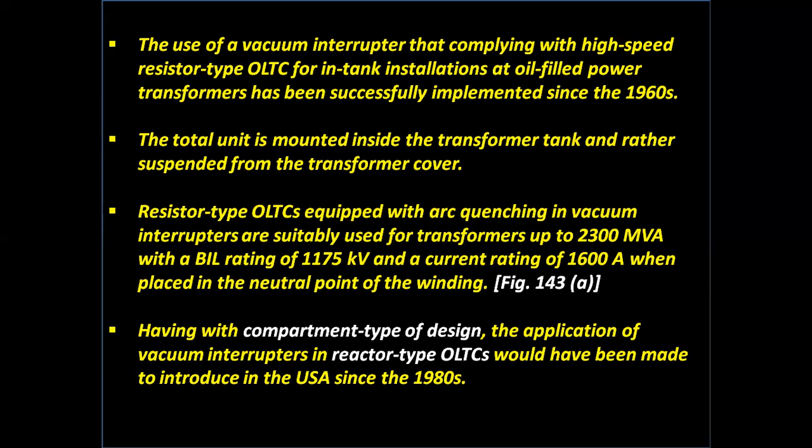Resistor type OLTCs equipped with arc quenching in vacuum interrupters are suitably used for transformers up to 2300 MVA rating with BIL rating of 1175 kV and a current rating of 1600 ampere when placed in the neutral point of the winding, as shown in figure 143A.